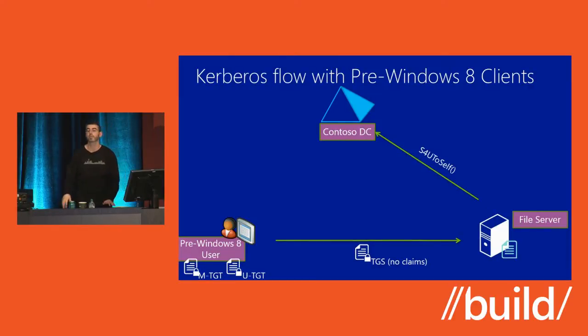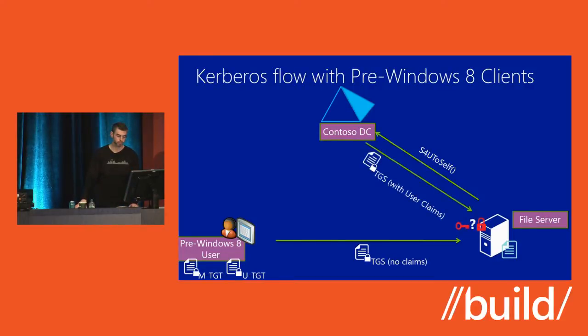It does what's called an S4U to self. Curious, has anybody heard of S4U to self in here? That is a Kerberos extension that allows the server to go get a ticket to itself. Okay, and it's useful for scenarios like this. And then with that new ticket, they now can do the access check for the user, with claims. This user, again, could have been on another device that's not even a Windows device. But it did have to be authenticated.